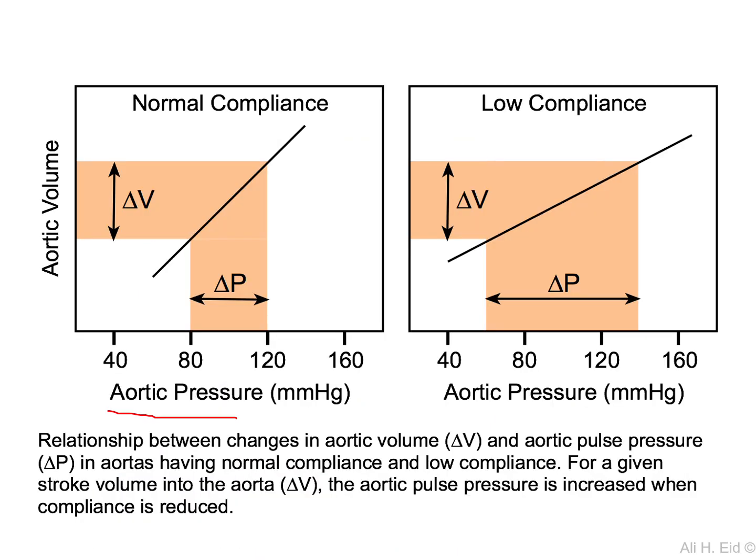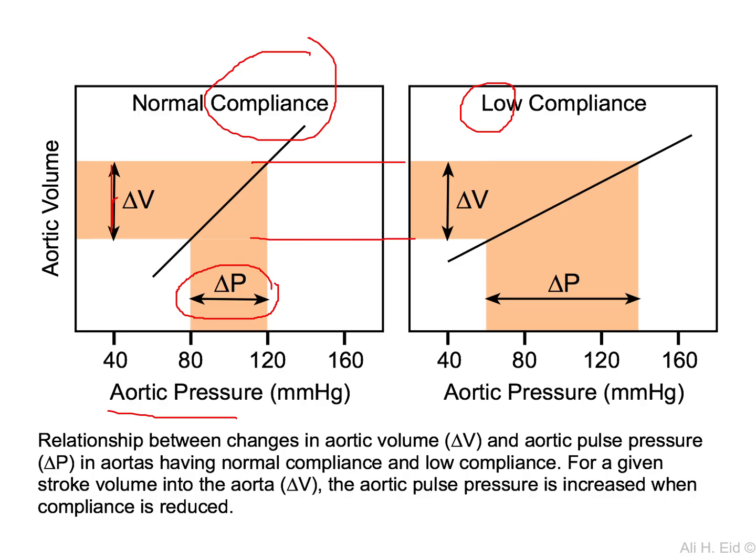Aortic pressure here: if there is a normal compliance, for a given delta V, that's how much pressure change happens within the system. Take a vessel that is not as compliant. For the same delta V, for the same change, look how much the delta P is. This means a larger pressure change will happen.